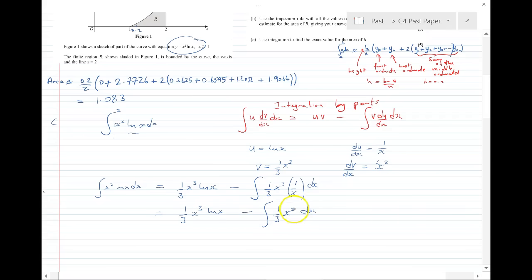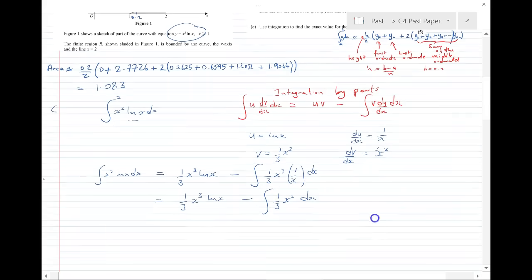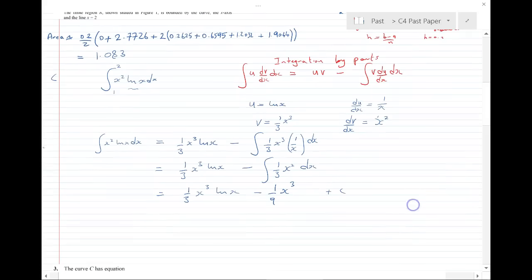Now this is just a normal power integration. Add 1 to the power and divide by that number. So that gives us 1/3 x cubed ln x. Adding 1 to the 2 gives you 3, divided by that number gives me 1 over 9 x cubed. We can put a plus c here, but we've got definite limits anyway, which we can now go on to actually input.